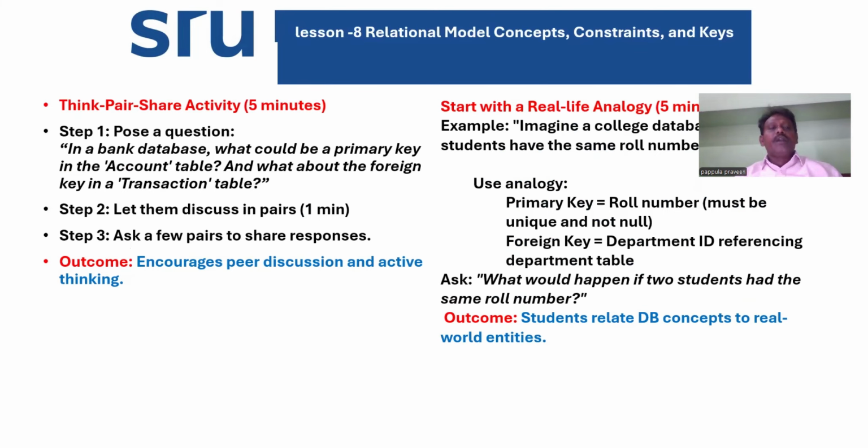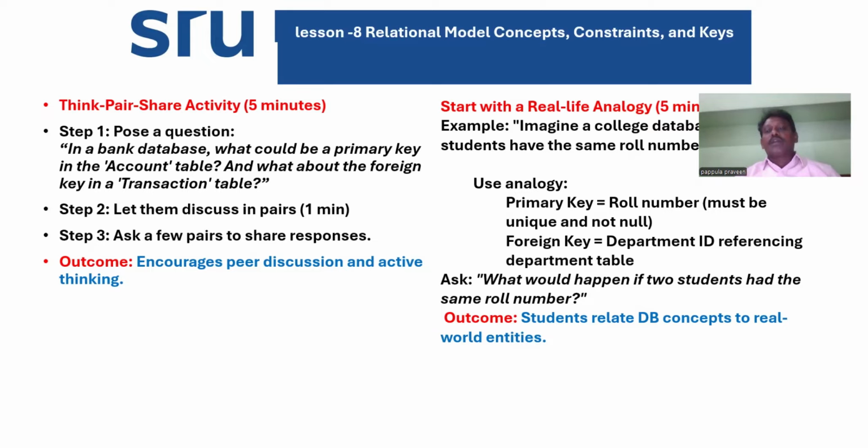Now we have one activity in a bank database. What would be the primary key in the account table, and what about the foreign key in the transaction table? It is simple. In the account table, the account number is the primary key. Coming to the transaction table, account number is the foreign key. So this account number references the account table's account number.